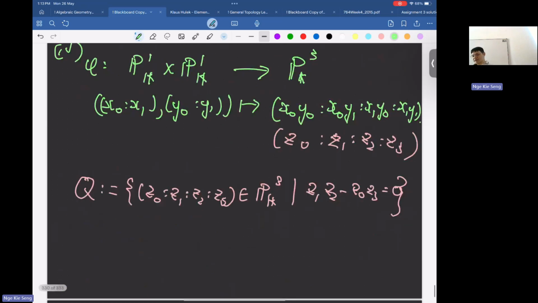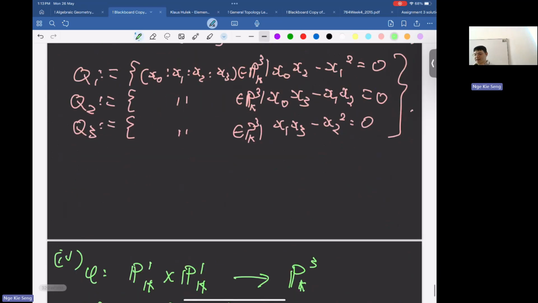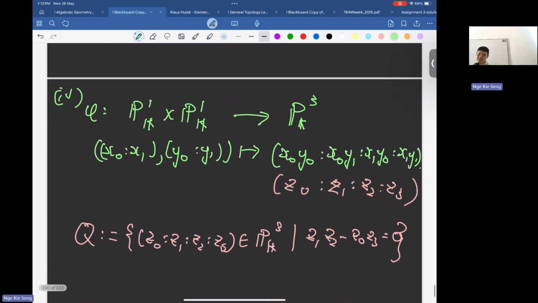So there's a very good question just now, regarding the two examples: why are these enough equations to define this projective variety here?